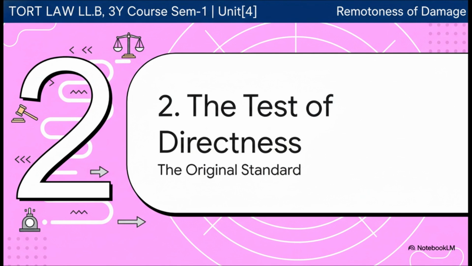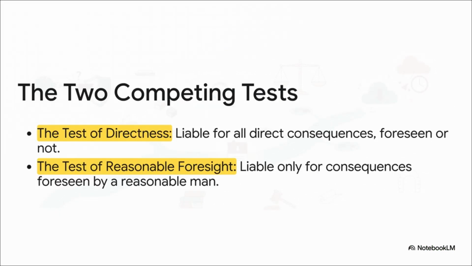We turn to Section 2, the Test of Directness, which was the original standard applied. In the development of this doctrine, 2 competing tests emerged. The first is the Test of Directness. Under this stringent rule, a person is held liable for all direct consequences of their wrongful act, regardless of whether they could have foreseen them.